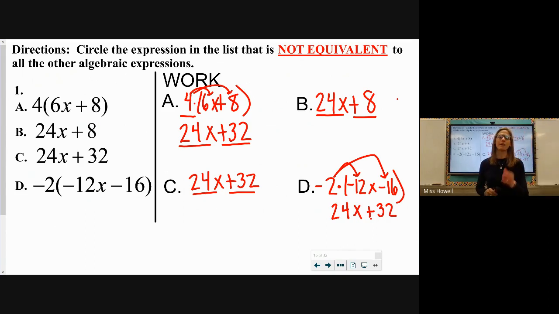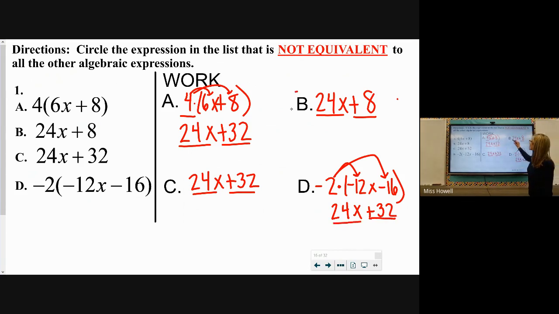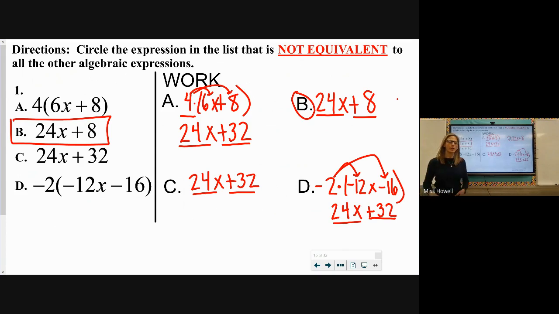So again, if I have two things that don't match, go back, check your work, especially the signs on your numbers. All right, 24x and 32, 24x and 32, 24x and 32. Letter B seems to be the one that doesn't match. So letter B would be the one that's not equivalent to all the others.